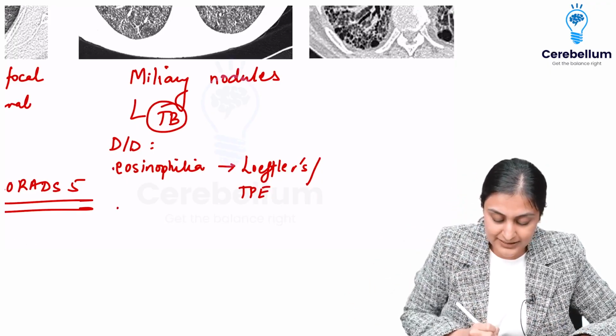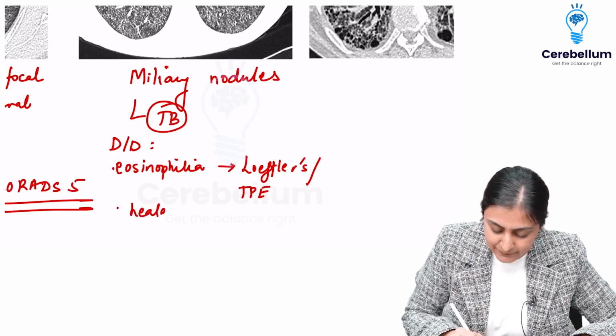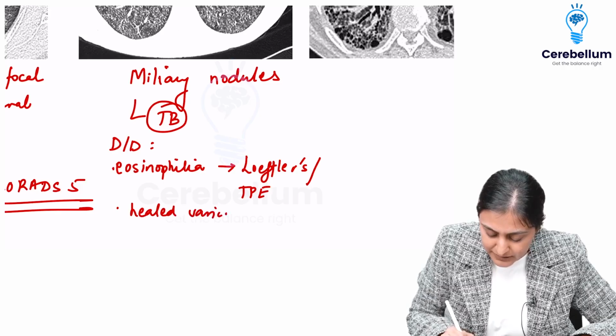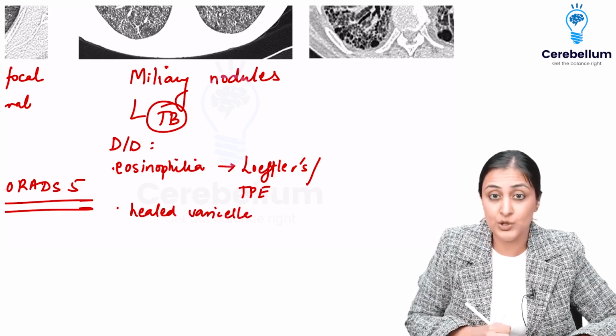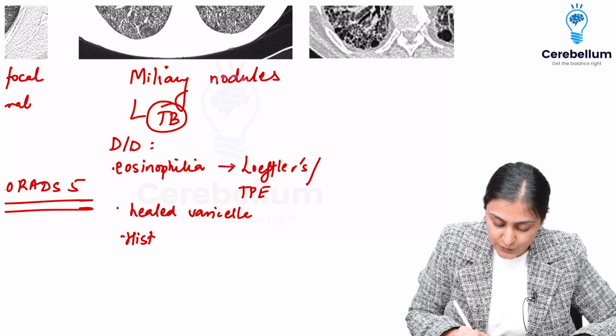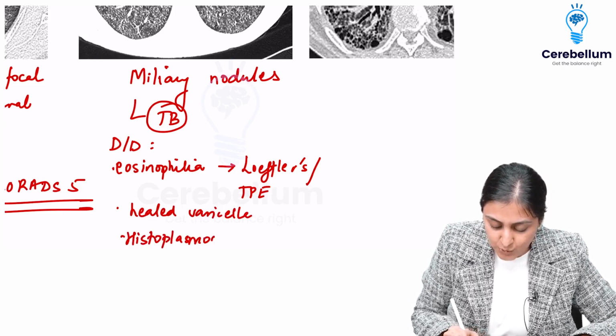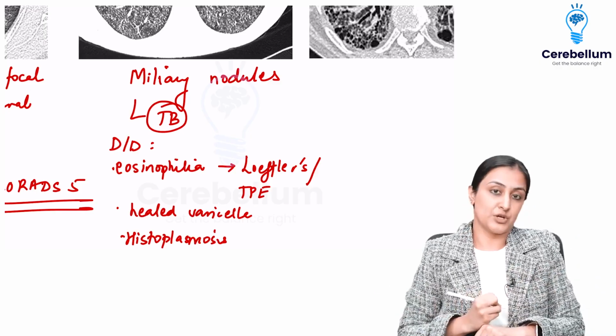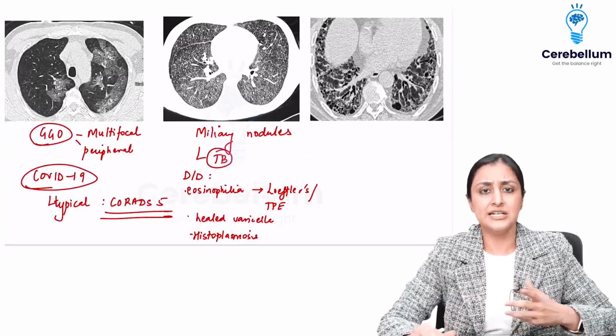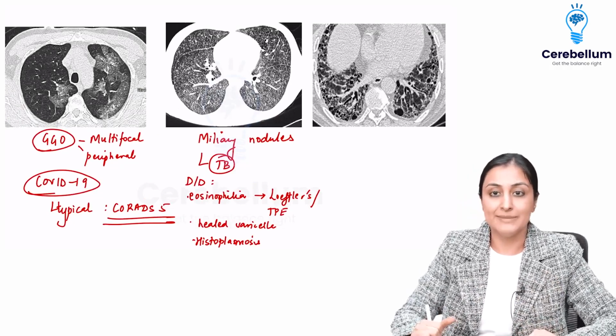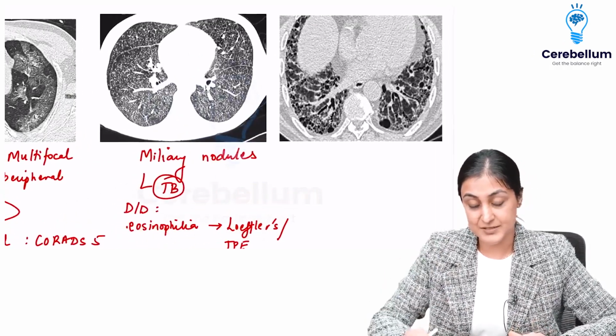So that's another DD. Then in varicella, healed varicella particularly may give rise to these miliary nodules. You may also see miliary nodules in histoplasmosis, which you know is a very close mimic of tuberculosis, right? So these are your various DDs you want to remember about miliary nodules. Look at this patient now.